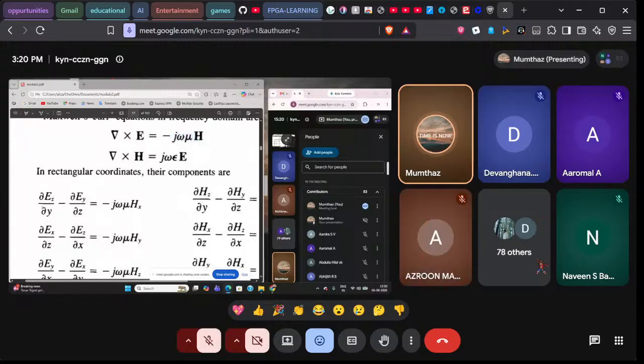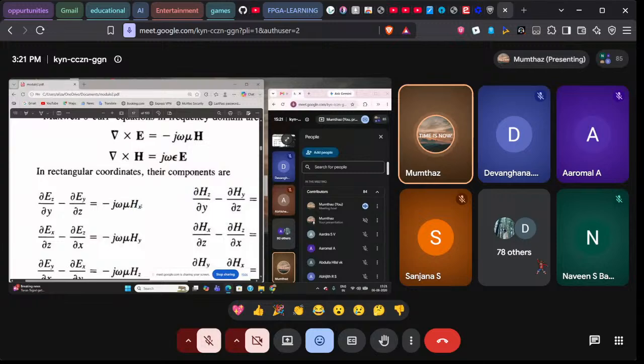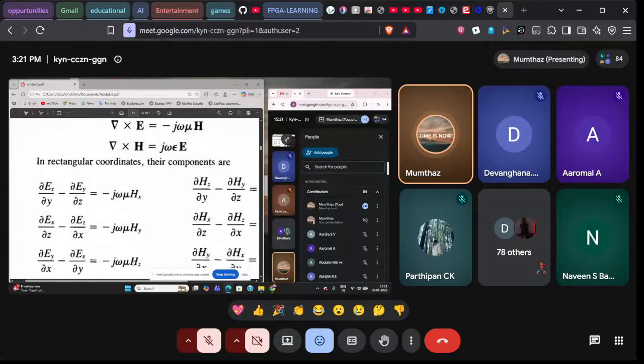So for dou by dou y of Ez and Ez and Ey, you will get the answer as Hx. Z, y, the remaining is x, so x comes for the H. Here you write Ex and Ez, the remaining comes y for H. Here it is Ey and Ex, the remaining comes for H, here H is z. So this is how these equations are written.